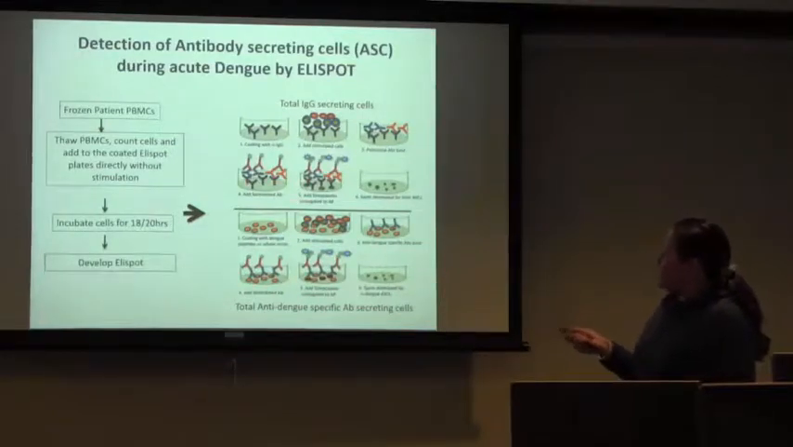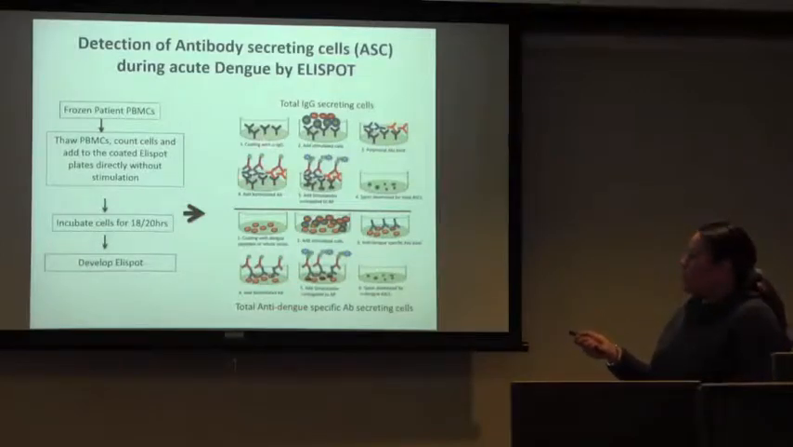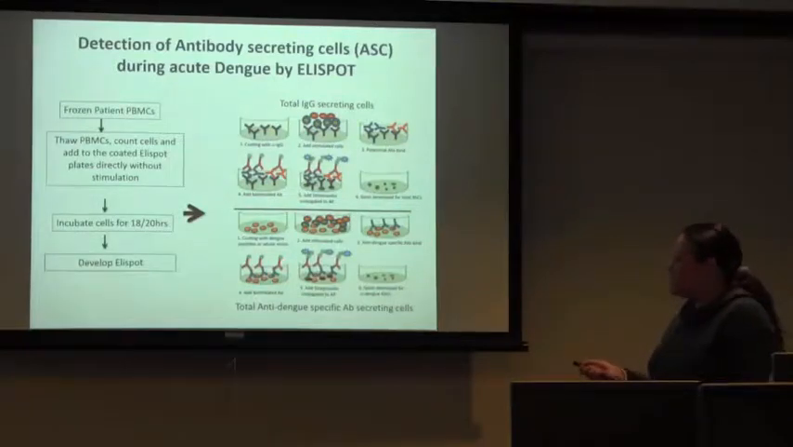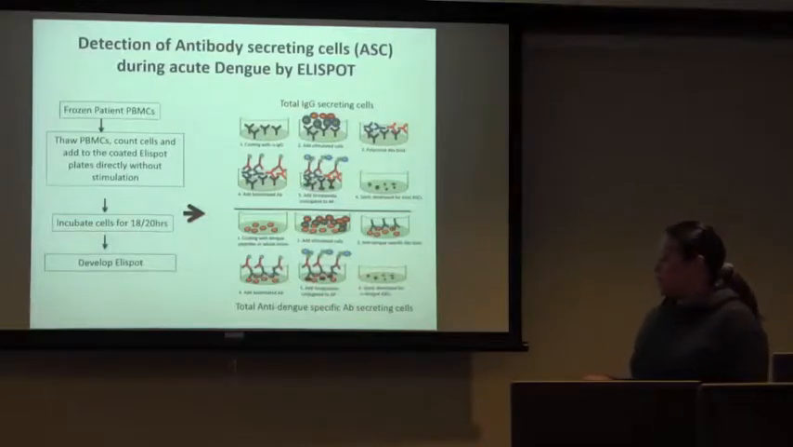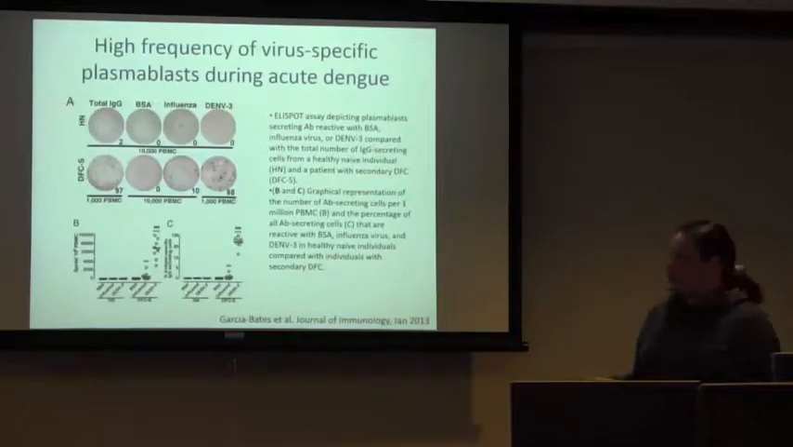When I'm looking at total IgG secreting cells, I coat with an anti-human IgG. When I'm looking at dengue specific antibody secreting cells, I use dengue virion to coat the plate. Again, I had to do a titration of how much virion to put on the bottom of the well to have the best spot formation. I then added the cells and let it go for 18 hours while the antibodies bind, and then I detected using a biotinylated antibody and streptavidin conjugated to alkaline phosphatase to develop the spots. This is the kind of data that I got.